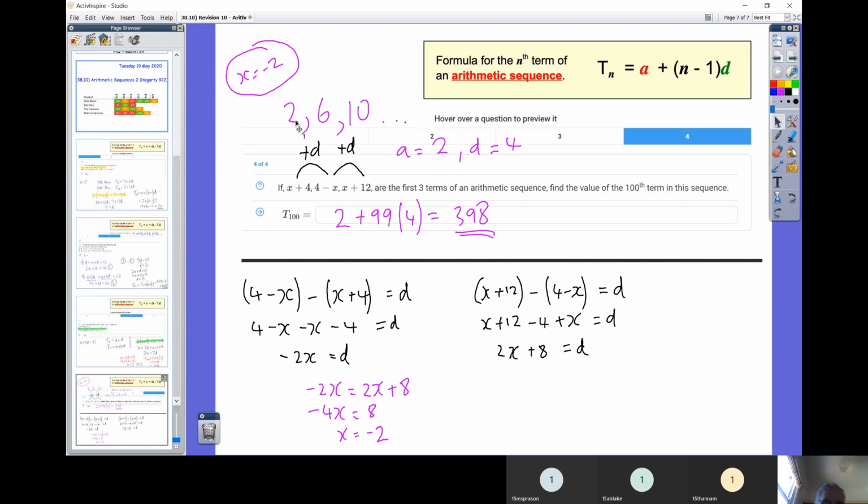So we can see the sequence goes 2, 6, 10. So our first term, a, is 2. Our common difference is 4. So to work out our 100th term, just go and substitute this into our formula. So 2 plus 99 lots of 4 equal 398.